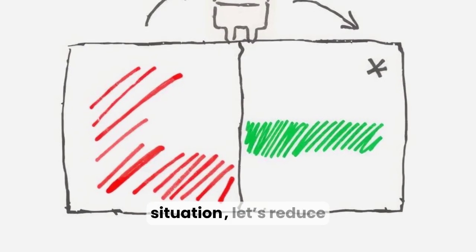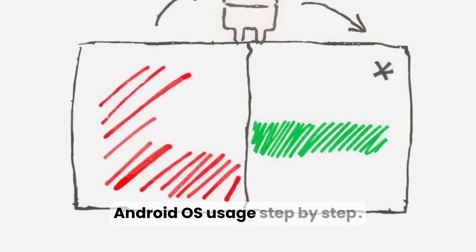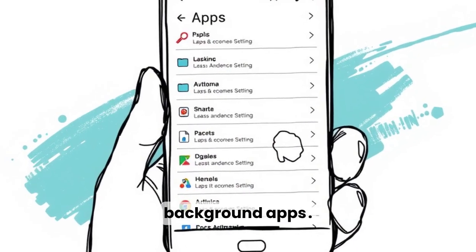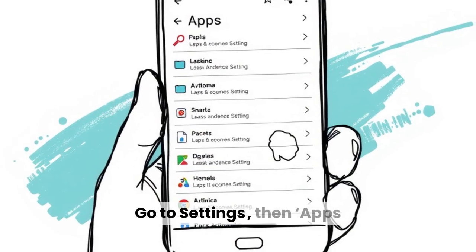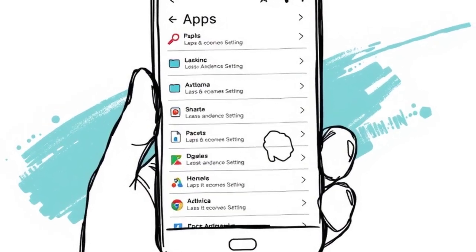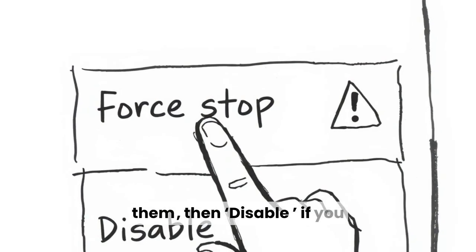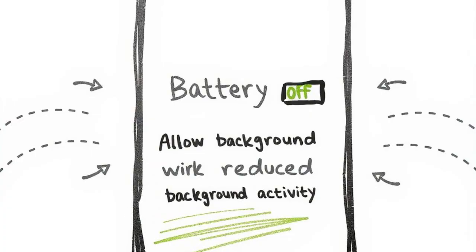Once you know your RAM situation, let's reduce Android OS usage step by step. Step 1. Close and limit background apps. Go to Settings, then Apps or App Management. Tap on apps you rarely use and hit Force Stop to close them, then disable them if you don't need them running at all.